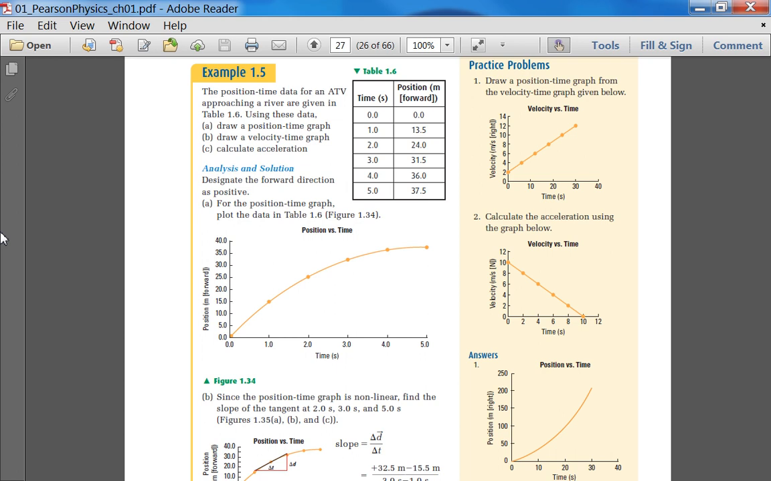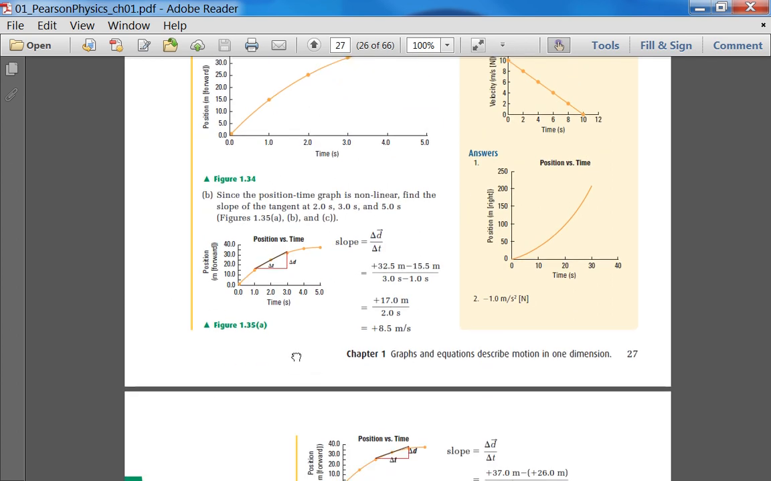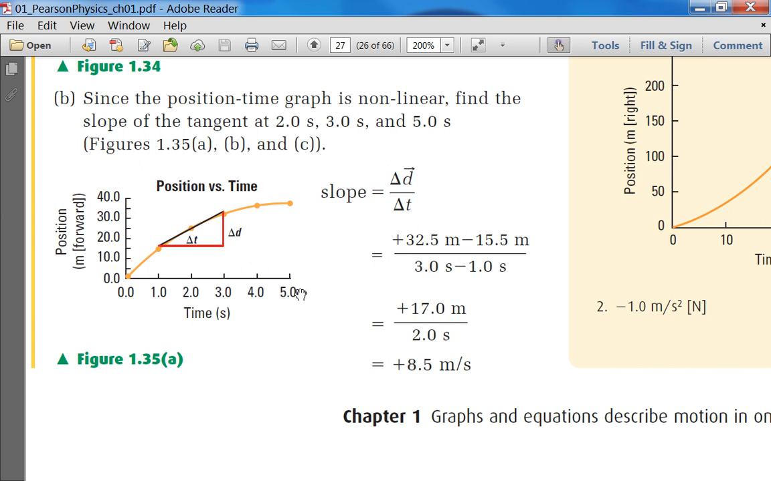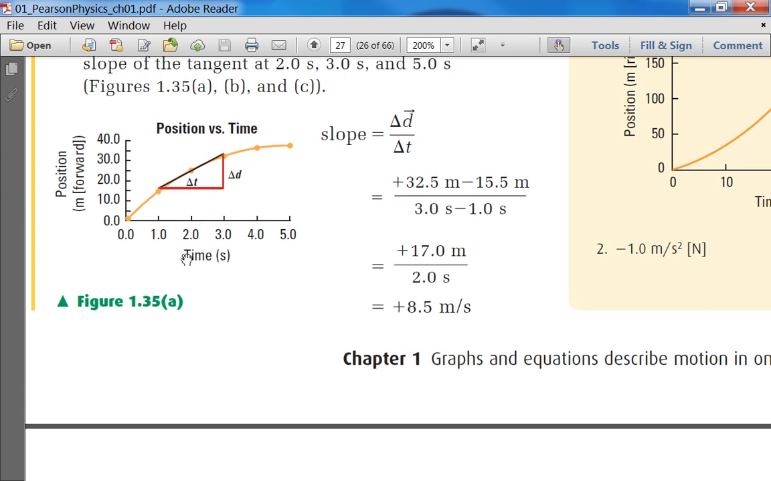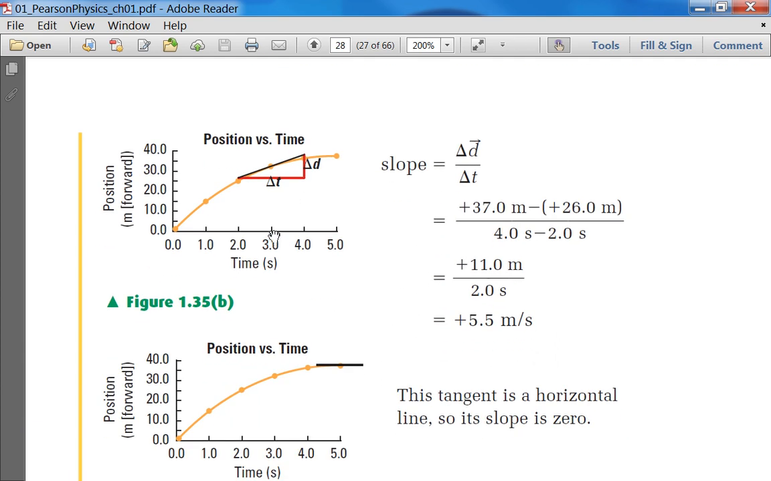So the velocity must be changing. So what they do, and this is quite a difficult task actually by hand, is they go and find a whole bunch of instantaneous velocities. These are slopes of tangent lines. So they'll pick a point. So here at 2 seconds, they'll draw a tangent line and find delta d over delta t. They see it's 8.5. Okay. Then they pick another time here at 3 seconds, and they draw another slope of a tangent line and find it, and they see that it's 5.5 meters per second.